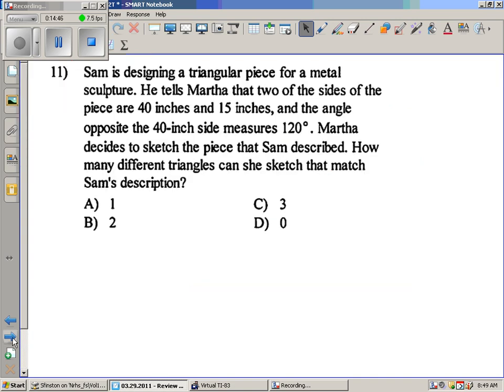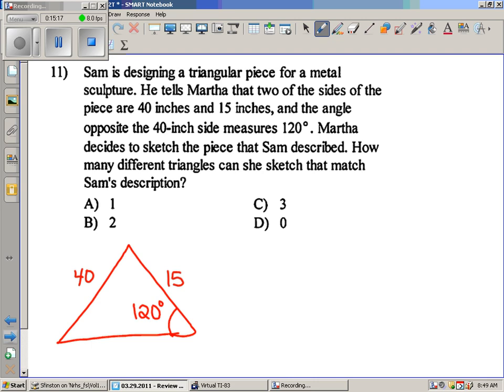Oh, whoa. Lot of words there. Don't get freaked out. Sam is designing a triangular piece for a metal sculpture. That's cool. He tells Martha that two of the sides of the piece are 40 inches and 15. I saw a few key words here: 40 inches, the word triangle, 15. I'm going to just write it down. And the angle opposite the 40-inch is 120. Nice. Martha decided to sketch the piece that Sam described. How many different triangles can she sketch that match Sam's description?